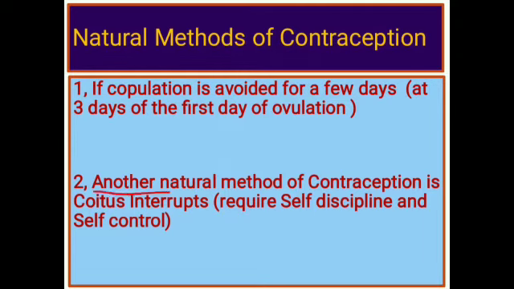Another natural method of contraception is coitus interruptus, meaning withdrawing the penis from the vagina before ejaculation to prevent pregnancy, but it requires self-discipline and self-control. So these are two natural ways which prevent pregnancy.